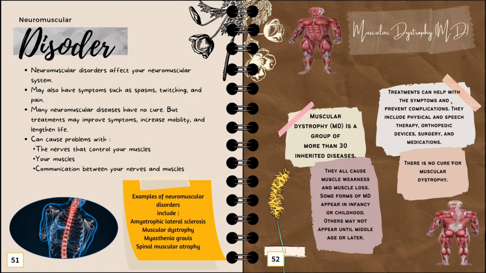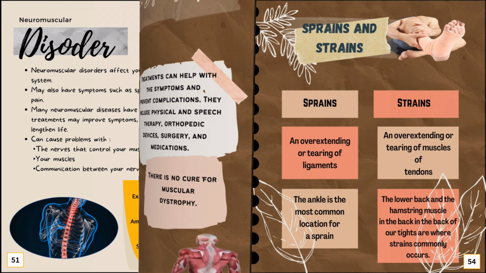MD is a group of more than 30 inherited diseases. They all cause muscle weakness and muscle loss. Some forms of MD appear in infancy or childhood, while others may not appear until middle age or later. And there is no cure for muscular dystrophy, MD.